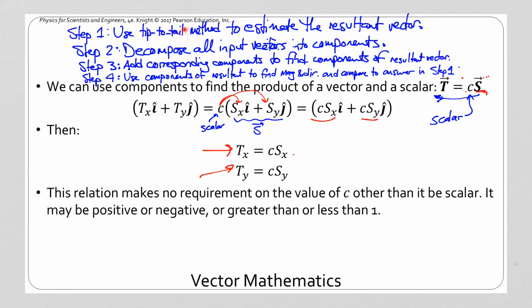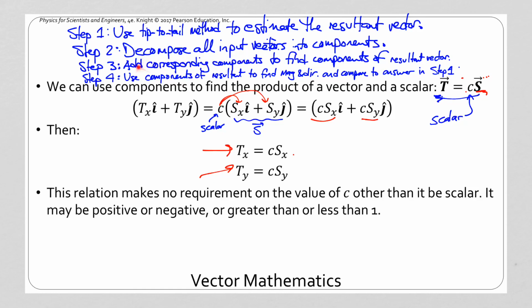Again, our method is to use the tip-to-tail method to sketch the vectors to get an estimate of what the resultant should look like, or to find the quantity that we want to find. Then we'll decompose all the input vectors into their components. We can add, subtract, or otherwise combine the corresponding components. All the x components go together, all the y components go together. X and y components don't see one another. They are independent of one another.